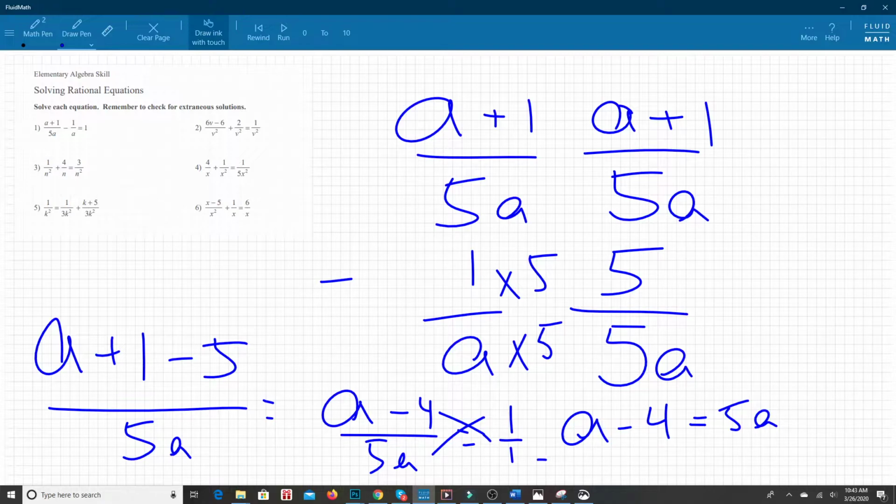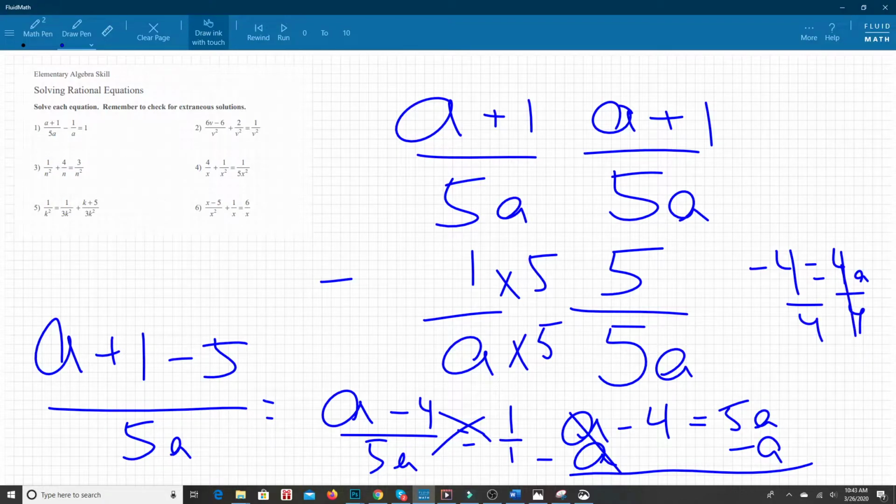Then I'm going to minus A, right? And then I'm going to have negative 4 is equal to 4A. Divide through by 4, divide through by 4. A equals negative 1. So A is equal to negative 1. Negative 4 is equal to 4A. Everyone clear on how we got that?